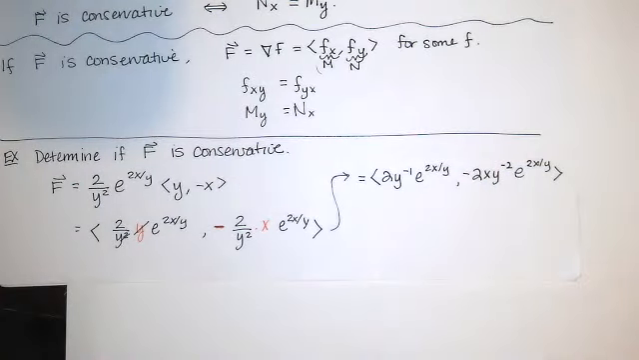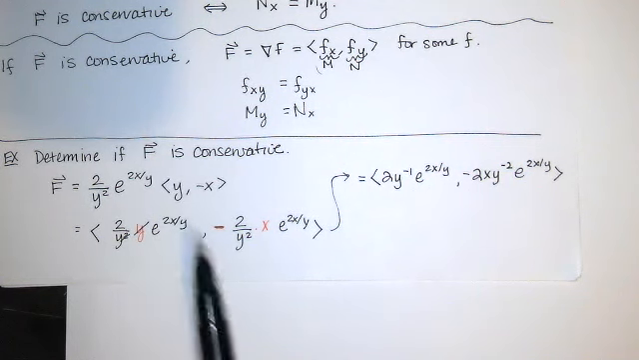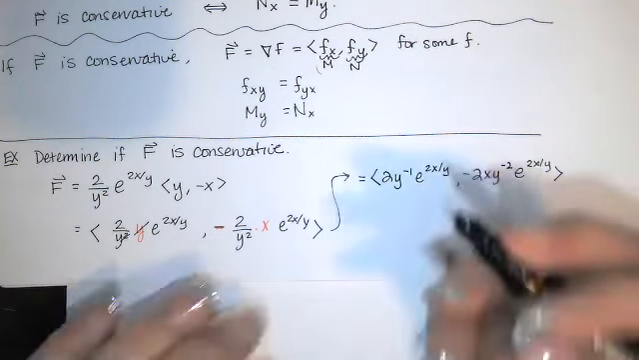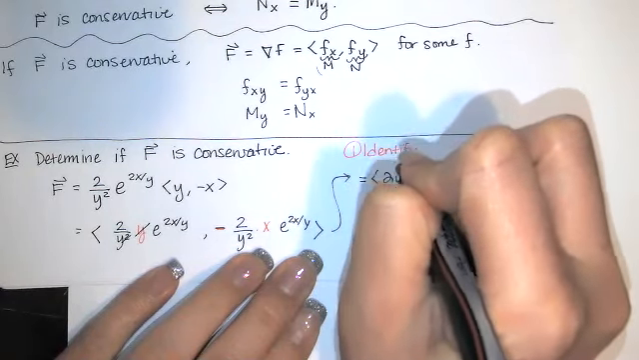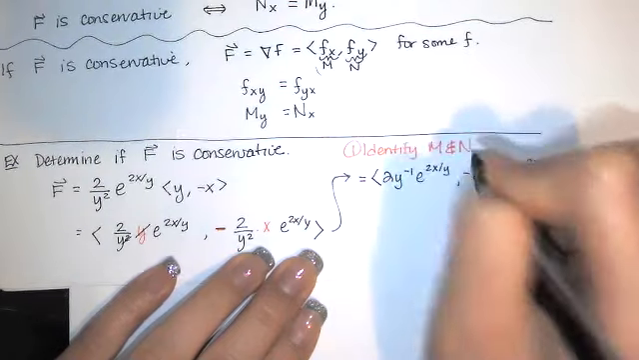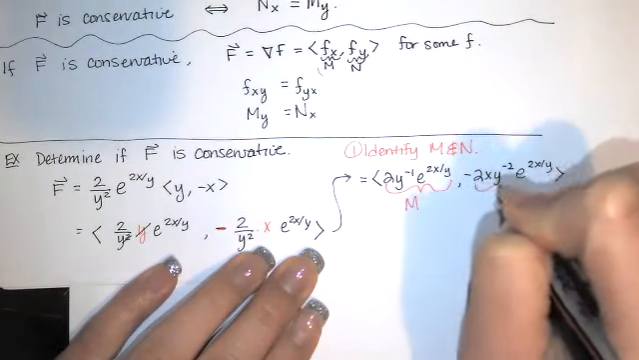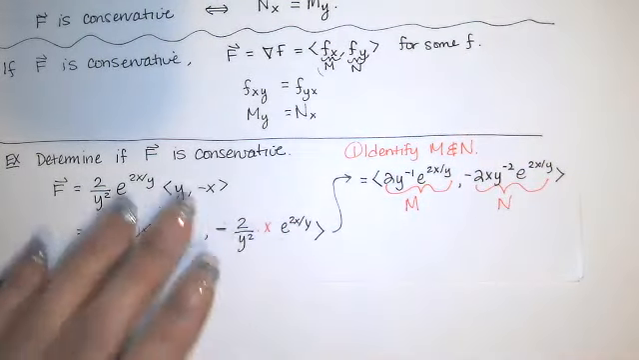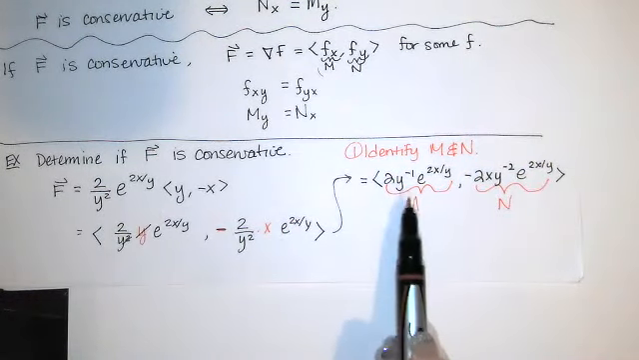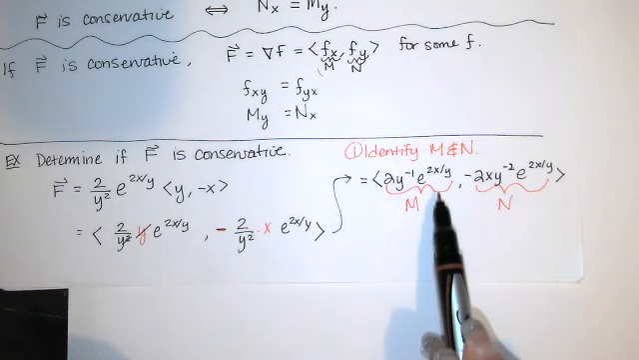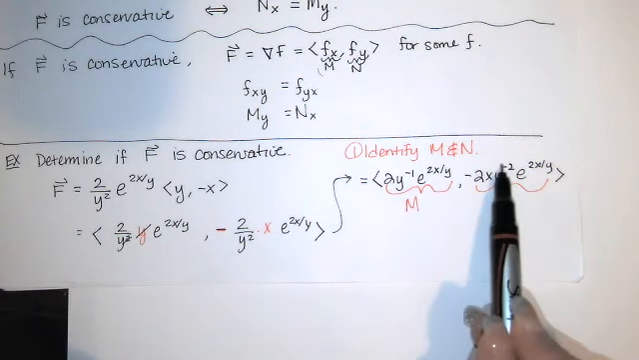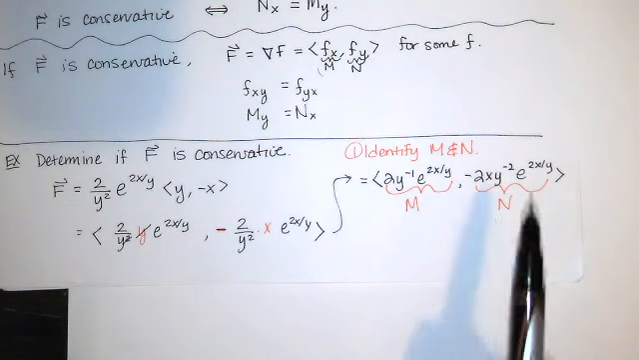Okay, so if somebody asks me to determine if a field in R2 that has 2 components is conservative, the first thing I would do is simplify it. Then the next thing I do is identify m and n. M is your x component, n is your y component. And you're going to take the derivative of this with respect to the opposite variable. So this is the x component. I'm going to take its derivative with respect to y. And this is the y component. I'm going to take the derivative of it with respect to x.